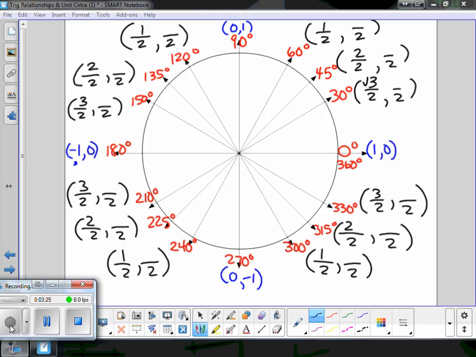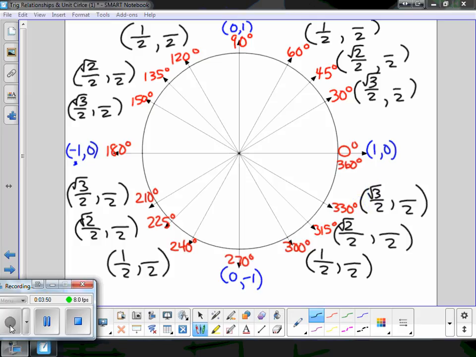All the 3's and 2's should get square roots. Notice that the square roots are only in the numerator. It's the square root of 3 over 2. It's the square root of 2 over 2. Do not put the square root around the whole thing. That's incorrect.